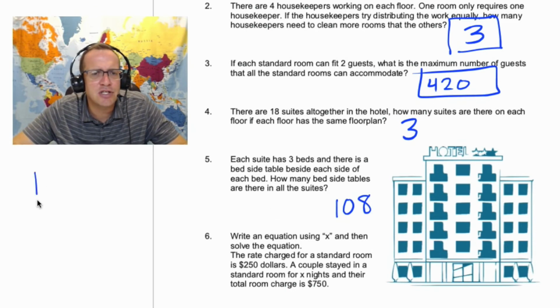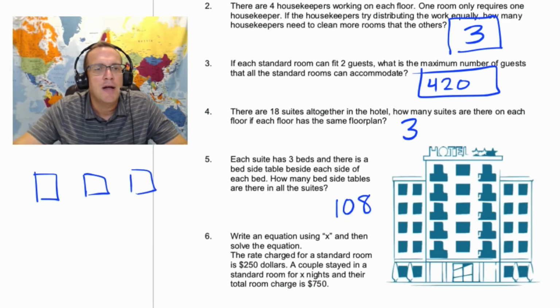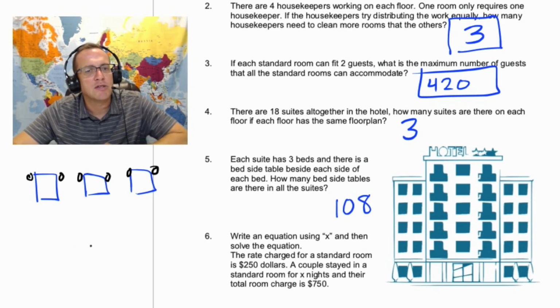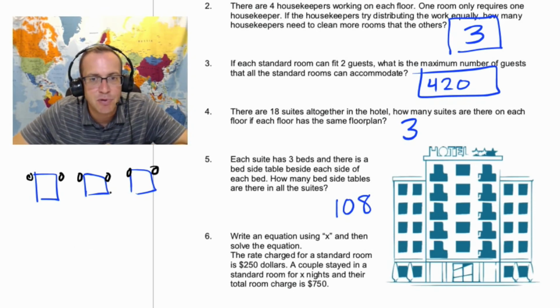Well, I know that each suite has 3 beds. Let's just draw them out here. 1, 2, 3. Now, each of these beds, it says, has a table on each side. So there's a table here, table here, table here, table here, table here, table here. Okay, so that looks like 6 tables per suite, right? Because each bed has 2. So you could do 3 beds times 2 tables equals 6.